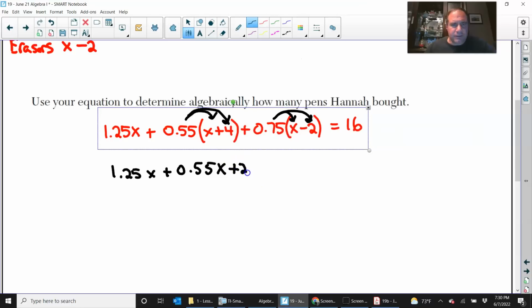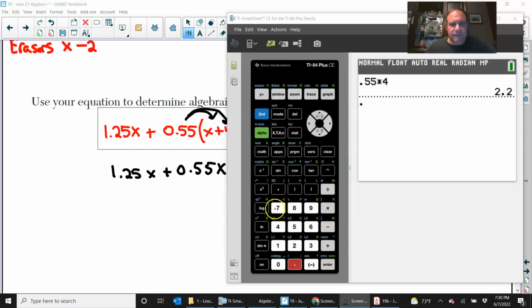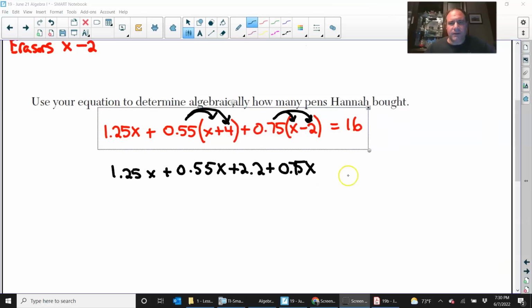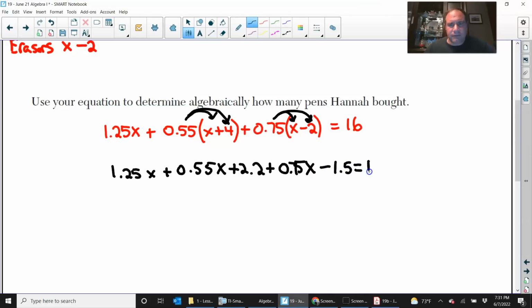And everything is addition, plus 0.75x, and bring up my calculator again, 0.75 times 2, minus negative 2, is negative 1.5, and that all equals 16.